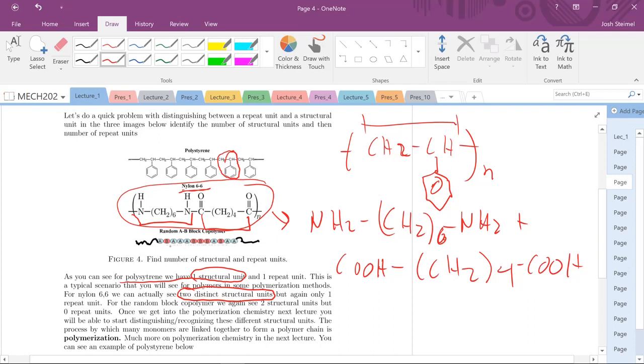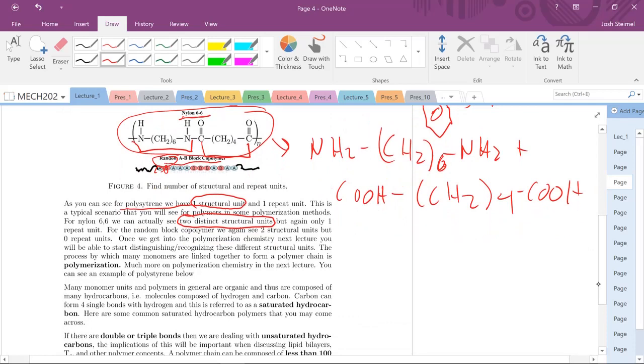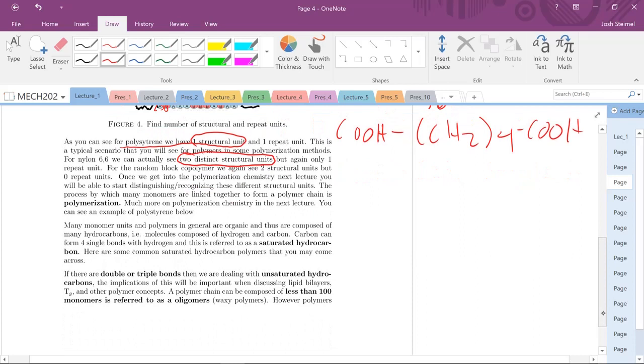Now, if we have a block copolymer, especially a random copolymer, there's A and B. Again, we have 2 distinct structural units, A and B. But is this ever repeating? No, it's random. So you could have a scenario where you have 2 distinct structural units, but no repeat units. It's a subtle distinction, but if you're out in industry giving talks, and Professor Rubenstein is in your audience, you want to be very careful with your language so that you don't get yelled at.